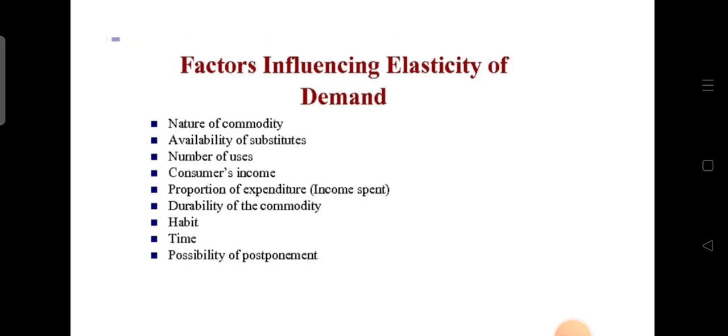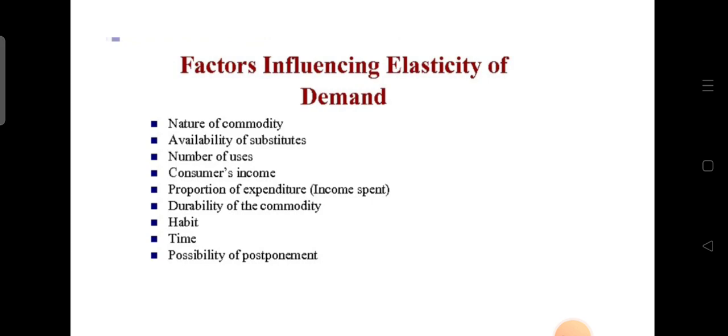Nature of the commodity. By nature, we can classify commodities as necessaries, comforts, and luxury goods. Demand for necessaries like food grains, medicines, textbooks, etc. is relatively inelastic, and for comforts and luxury goods like cars, perfumes, furniture, etc., demand is relatively elastic.